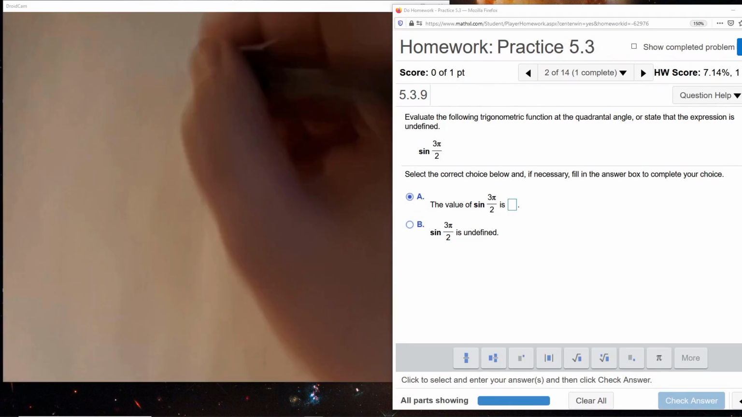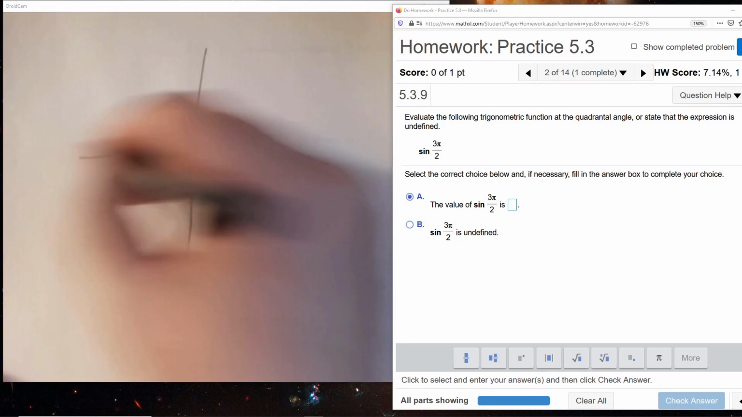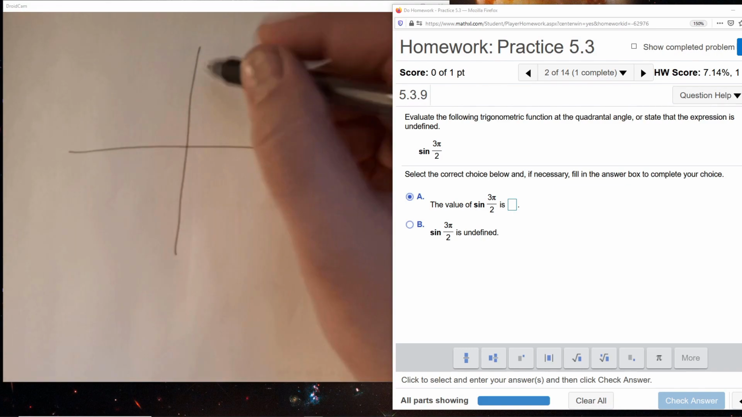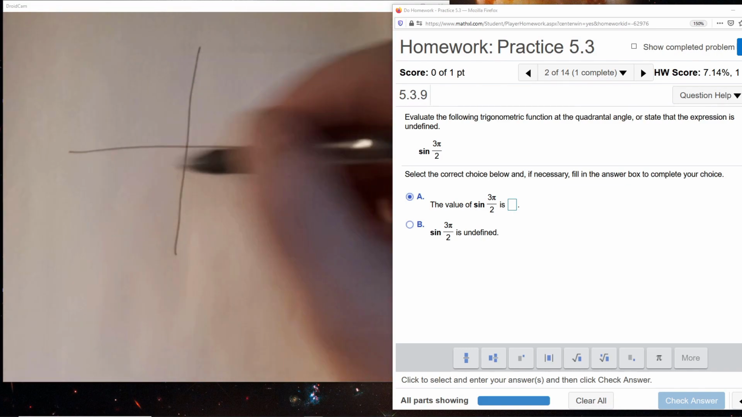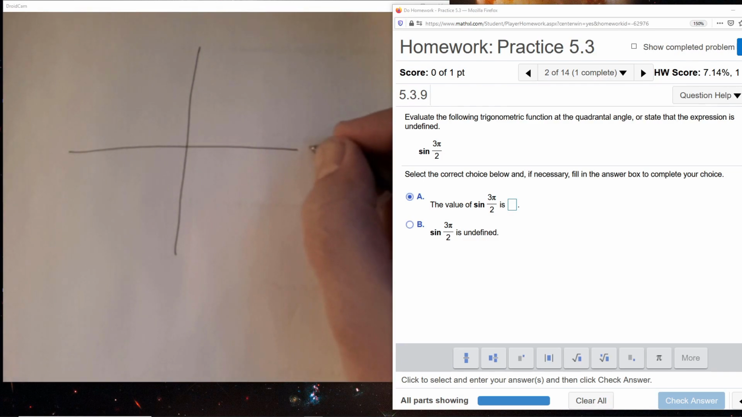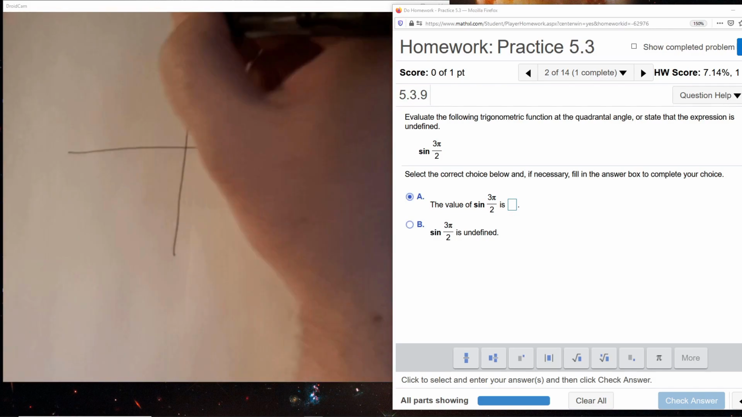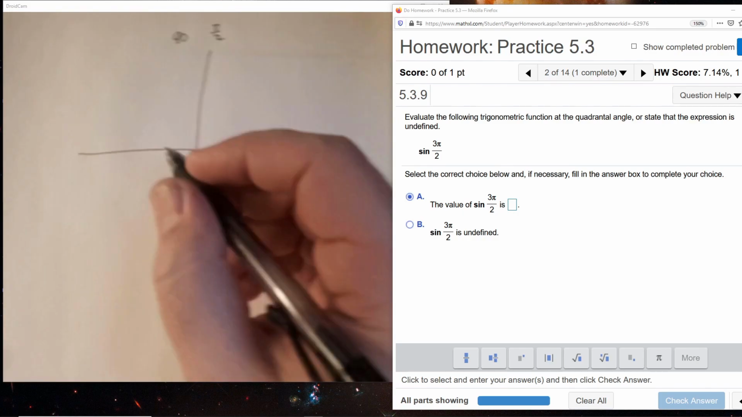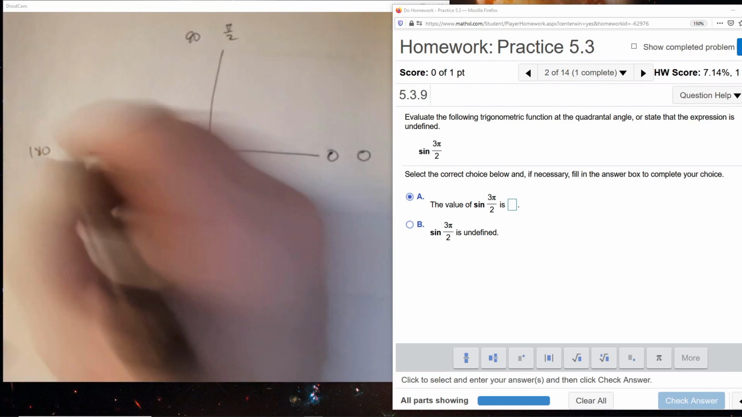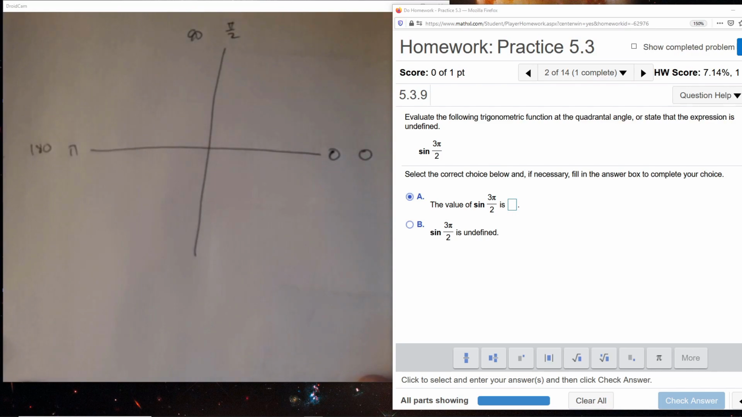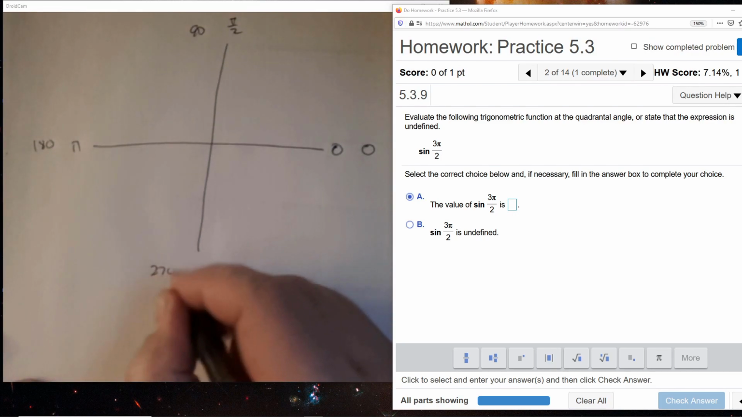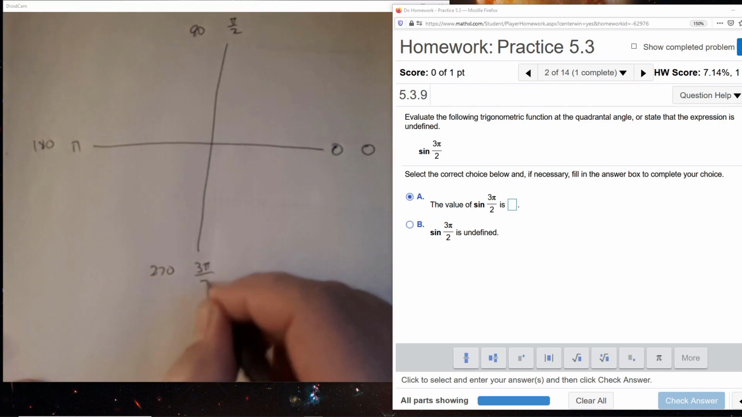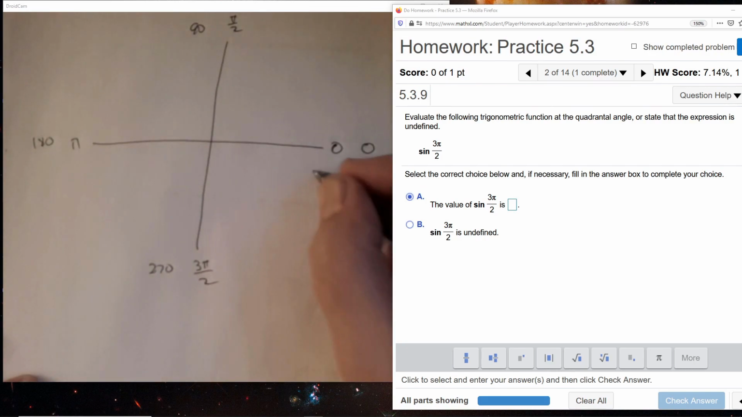All right, so we want to know what happens at these quadrantal angles. So that's the axis angles here. And so this is 0 degrees, 0 radians. This is 90 degrees, which is pi over 2. This one over here is 180 degrees, which is pi. This is 270 degrees, which is 3 pi over 2. And then getting back in 360 degrees, 2 pi.